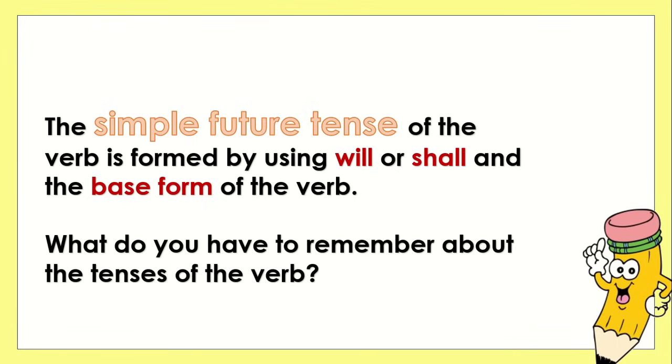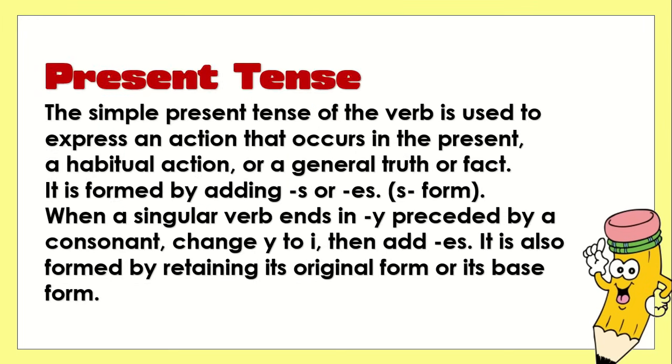What do you have to remember about the tenses of the verb? For present tense, the simple present tense of the verb is used to express an action that occurs in the present, a habitual action, or a general truth or fact. It is formed by adding s or es, or the s form. When a singular verb ends in y, preceded by a consonant, change y to i, then add es. It is also formed by retaining its original form or its base form.